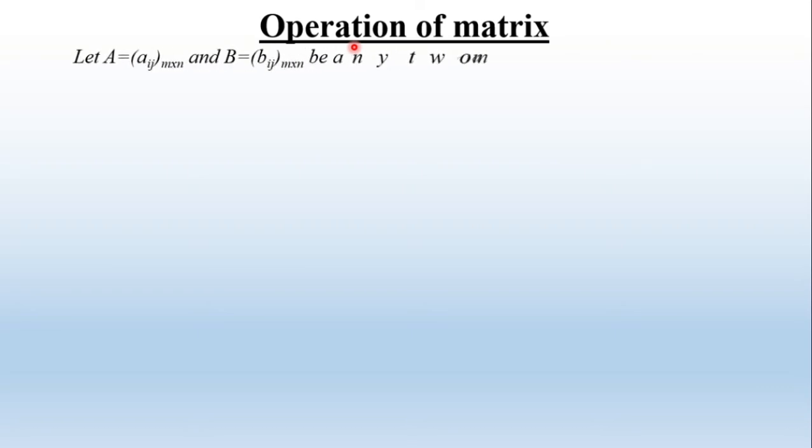Let matrix A equal Aij with m by n size or order, and another matrix B equal Bij with m by n order or size, be any two matrices.